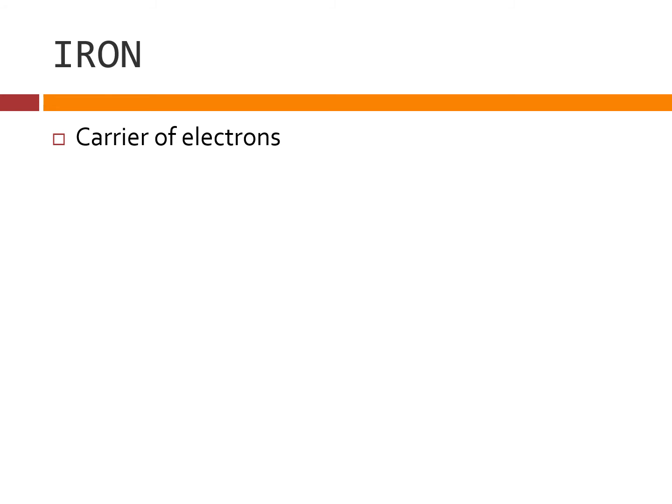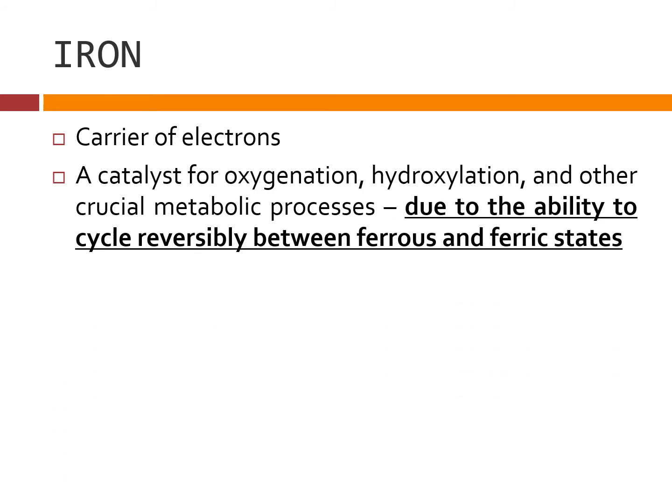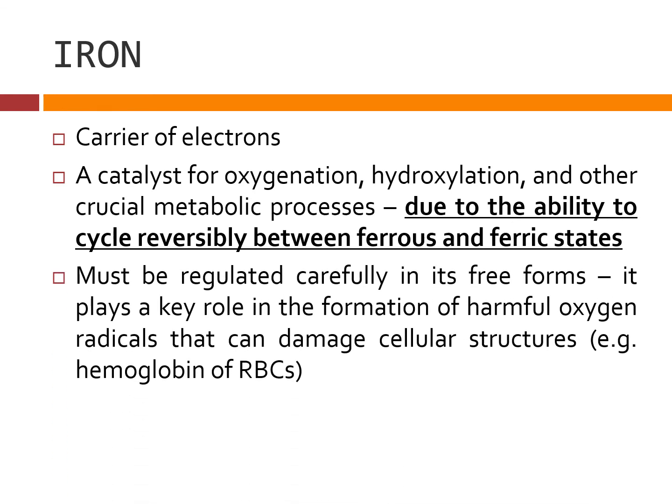So iron basically is a carrier of electrons. It is a catalyst for oxidation, hydroxylation, and other crucial metabolic processes due to its ability to cycle reversibly between ferrous and ferric states. It also must be regulated carefully because of its free forms. Okay? It plays a key role in the formation of oxygen radicals that can damage our cellular structure. I think you have heard of those free radicals.